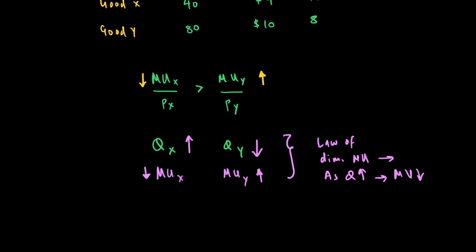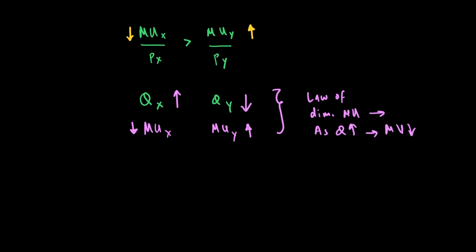And this substitution of more of X and less of Y will ultimately lead to a scenario where MUX over price of X will become equal to MUY over price of Y. And in that scenario, when MUX over price of X equals MUY over price of Y, we say the equi-marginal principle is met. This is where the goal of the consumer, which was to maximize his total utility per dollar spent, is achieved, and therefore you no longer substitute.